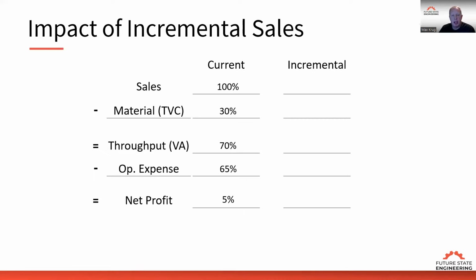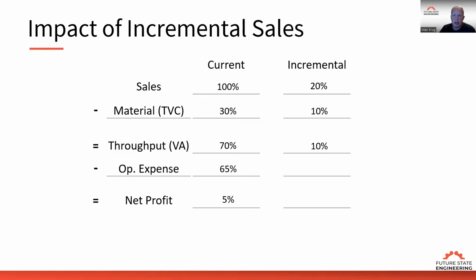The question is, if we take on incremental sales, and the market is the constraint, by definition we have internal capacity that we can expose. If we can expose that internal capacity, what impact does that have on net profit? So if we look at the incremental sales, in this case I'm going to say we have an opportunity to take on additional work that would be an increase in sales of 20%. But instead of being 30% material cost, it's 50% material cost. So in this case, our material cost is 10%. So 20%, 50% materials, 10%. The additional throughput is 10% to the organization.